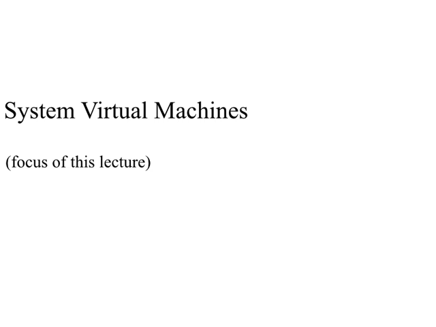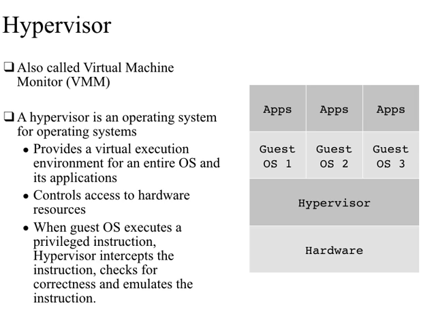So now we will move to system virtual machines, which is the focus of this lecture. In system virtual machines, we are providing a virtualized execution environment for the entire software stack, right from the operating system all the way to user level applications. A system virtual machine is also known as a virtual machine monitor. You might find minor differences in terminology on the internet, but basically VMM and hypervisor are used to mean the same thing. So hypervisor can be thought of as an operating system for operating systems.